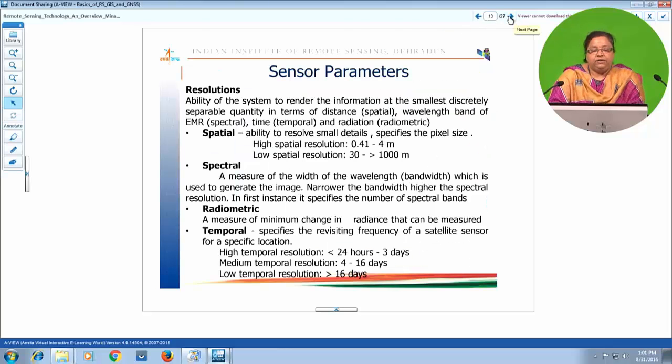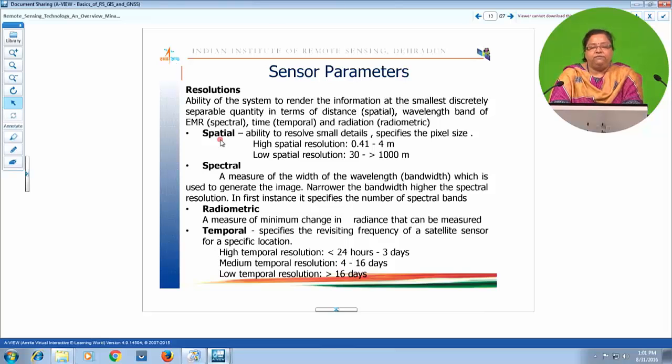The sensor on board the satellite has different resolutions which are important. The four resolutions which are important for a sensor are spatial resolution, spectral resolution, radiometric resolution and temporal resolution. Spatial resolution is the ability of the sensor to see fine details, that is, the smallest area on the ground from which the energy is recorded is called the spatial resolution, and it is measured in length units, meters.